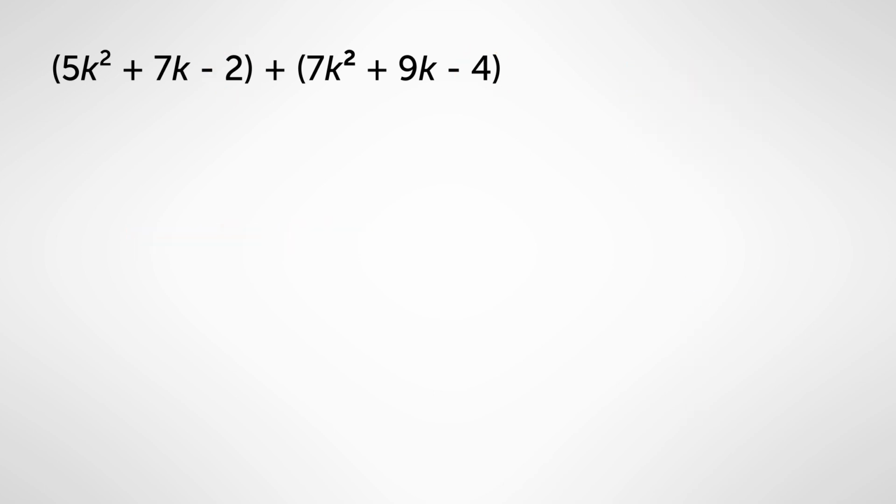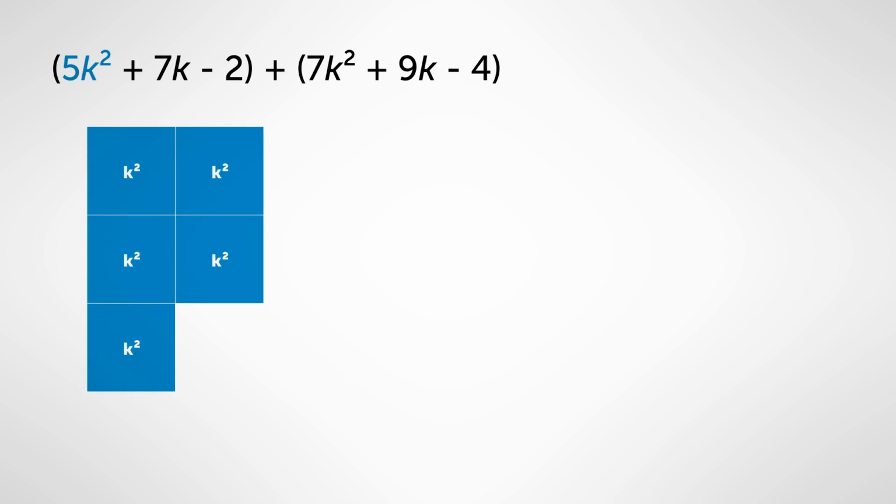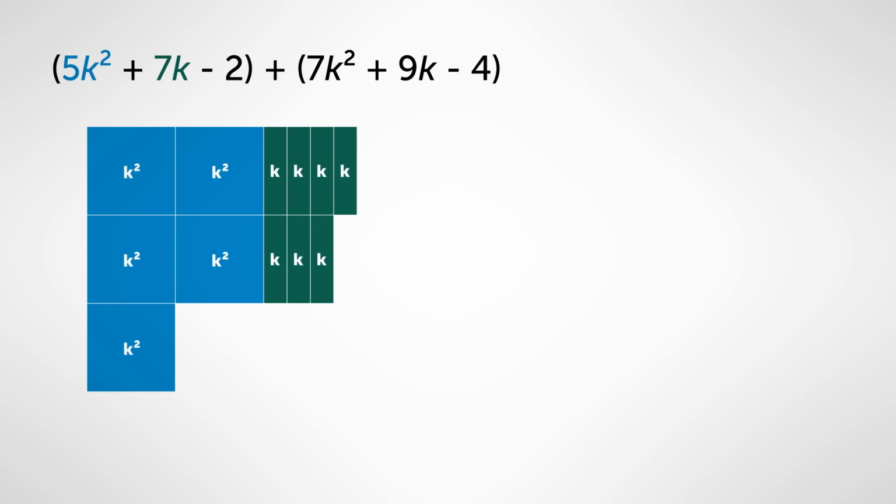To represent our first trinomial visually, we gather 5 k-squared tiles to model the 5k-squared term. Next, we use 7 linear rectangles to represent the 7k term. And finally, the negative 2 units can be represented by the 2 negated unit squares. The coefficients of each term tell us how many algebra tiles will be needed for each type of tile.